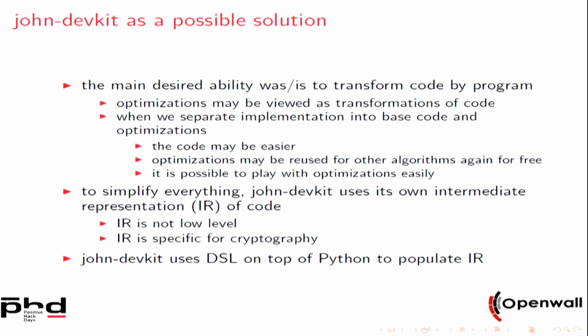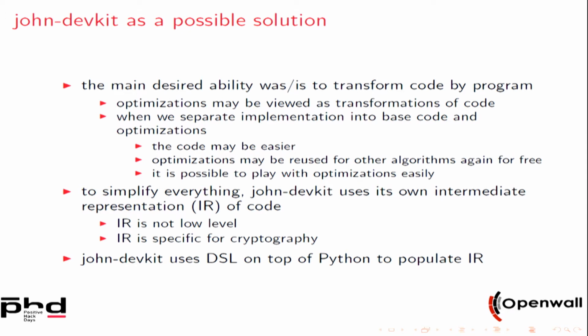And the optimization can be considered as code transformations. When we split our implementation into base code and transformations, the implementation can become simpler, and you can apply it to other algorithms. At the same time, we significantly reduce the complexity and the size of the code.